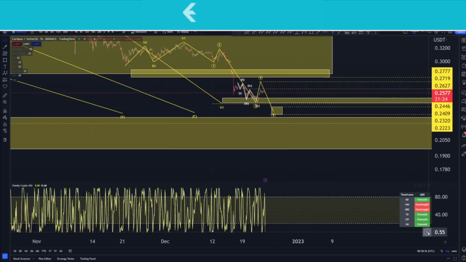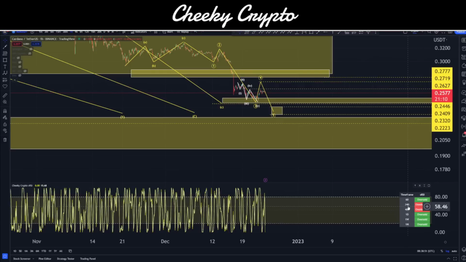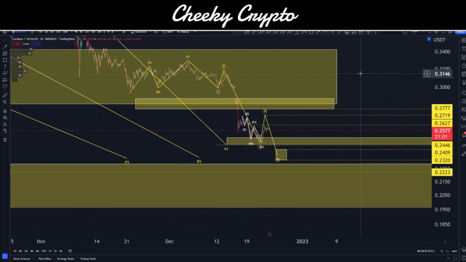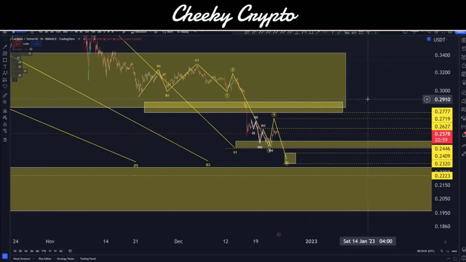Now, from our momentum indicator, we're oversold on the monthly, oversold on the weekly, oversold on the daily, oversold on the hourly, but not on the 8 and the 4. They are overbought. So we are looking for downward momentum on the 8-hour and the 4-hour chart, but all other time frames are looking for upward momentum. So I'm thinking this last fifth wave down could be it for ADA, and then a good run to the upside overall.